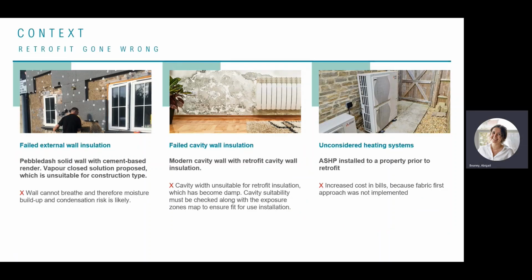So this is just a few areas where retrofit has gone wrong. This is put in not to scare anybody, but just to show the importance of running through PAS 2035 to make sure things are done properly. So the first image there is external wall insulation being removed. In this instance, it's been installed onto a cement-based render onto a solid wall.